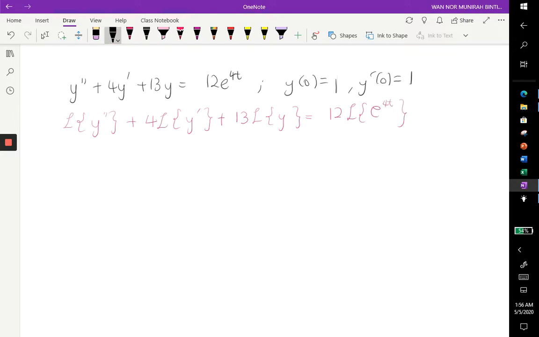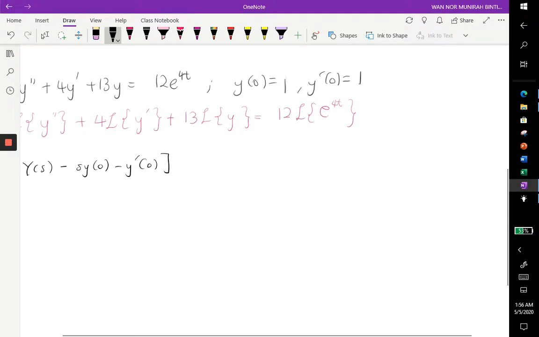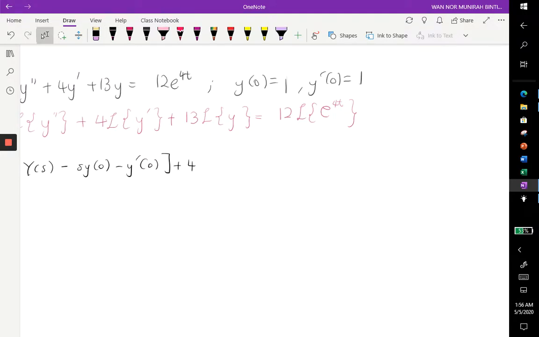Okay, so refer to the table. So you have s squared Y(s) minus s y(0) minus y prime(0). This is the transformation of y double prime(t). Plus 4 times the Laplace of y prime(t) when you transform into the frequency domain, so you have s Y(s) minus y(0). Okay, enough. So plus 13 times the Laplace of y(t).